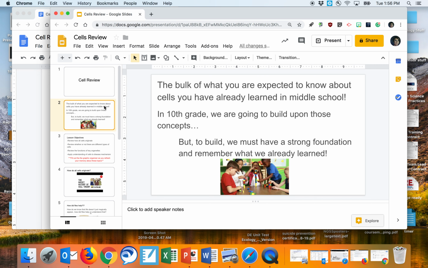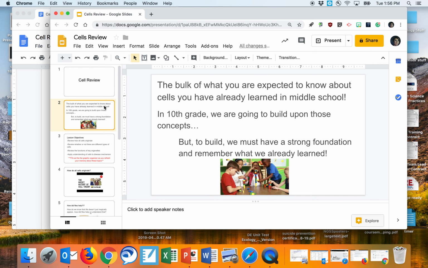The bulk of what you are expected to know about cells you've already learned in middle school, or at least you were supposed to. Whether or not you remember or whether or not your teacher got to it in middle school, we're going to fill that gap today. In 10th grade, we're going to build upon the concepts you're supposed to already know.